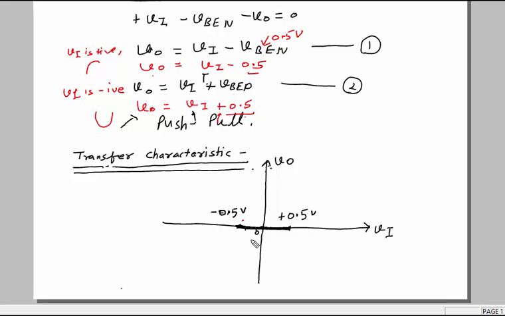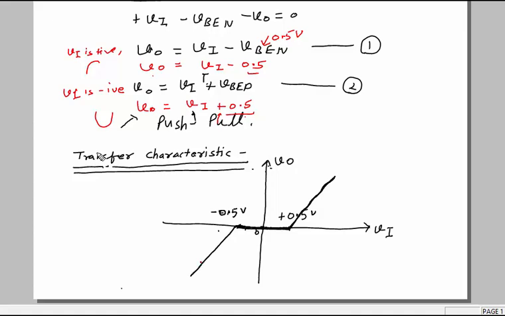After that, V naught will follow Vi, in the positive direction and also in the negative direction. So here we'll get this curve. I'll make a darker line here. Similarly, V naught is following Vi in the negative direction also.